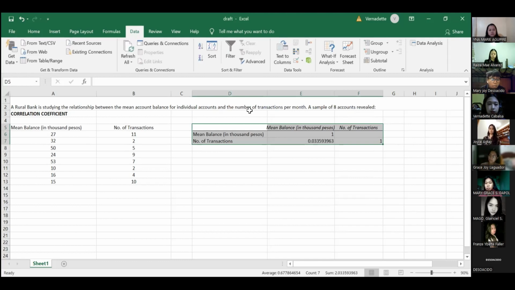So, ang lumabas na value of correlation coefficient is 0.033593936. And next, Bernadette Cabalsa is going to discuss the step 4.